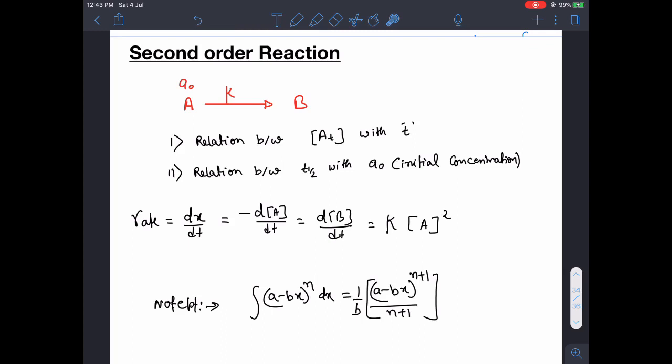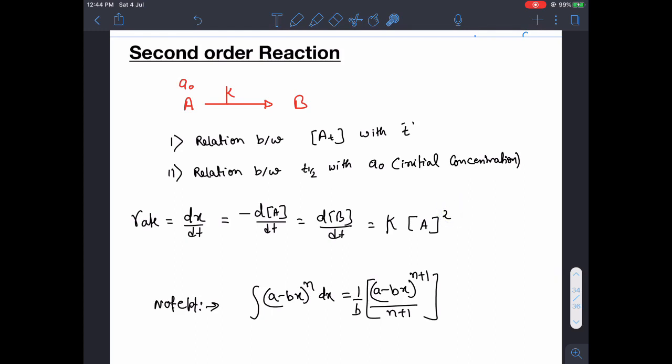So guys, you already know how the rate expression is written. If you do not know this, check out my first lecture in this series. So rate is equal to dx by dt, and that will be equal to, since it is a reactant, minus 1 into dA by dt, that is equal to dB by dt, and that is equal to K into A square, because it is a second order reaction.